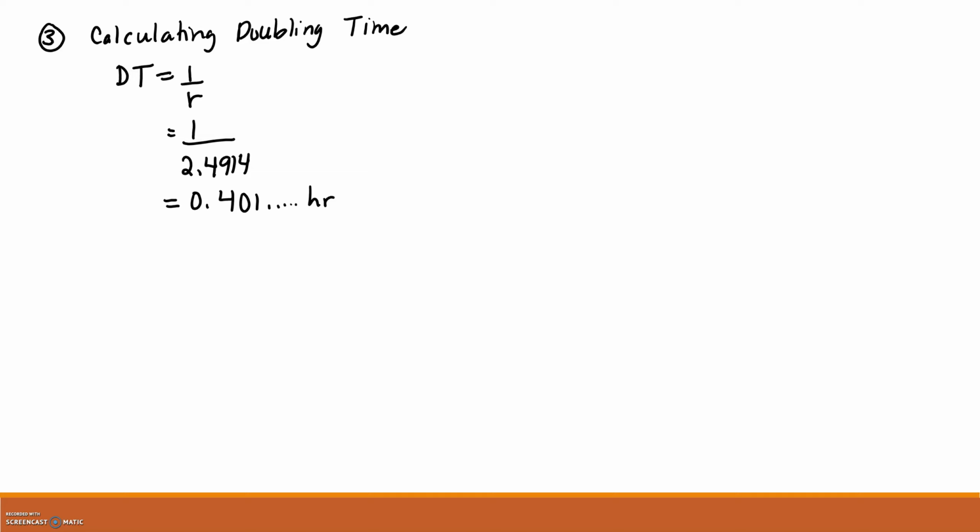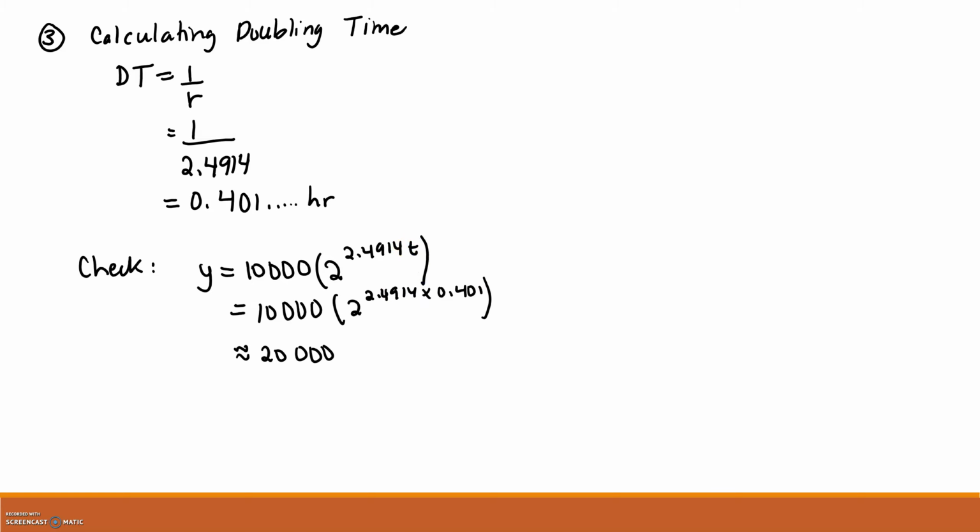Now you've arrived at a final value. It's always good to double check. You can either go to Desmos or perform a short calculation by hand to determine that this is correct. You can check using either equation. So we can check using y is equal to 10,000 times 2 to the power of 2.4914 x, or t. And when we sub in our value of t, we end up finding that the number of cells has in fact doubled and is approximately 20,000 at that time.